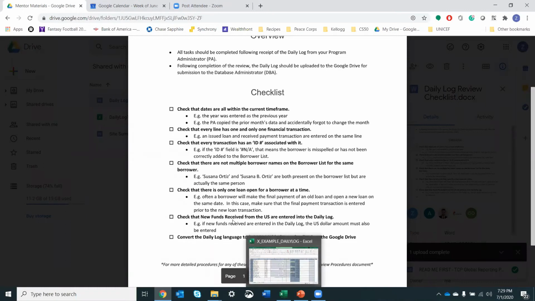entry on the same row. I think let's start with that one first. So we're actually going to start with bullet number 2. Check that every line has one and only one financial transaction.